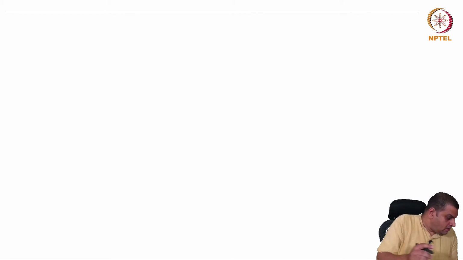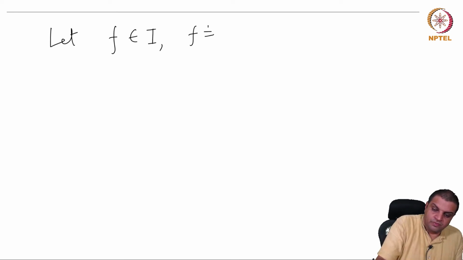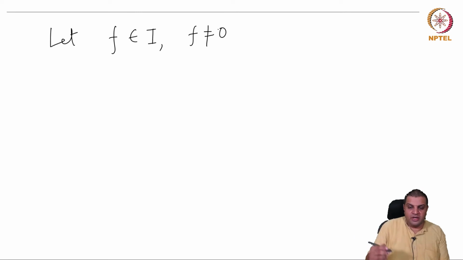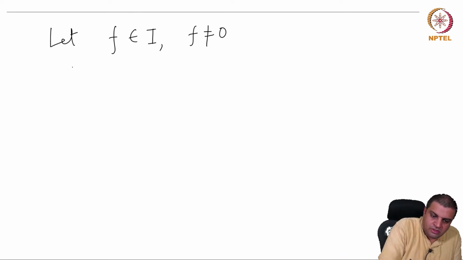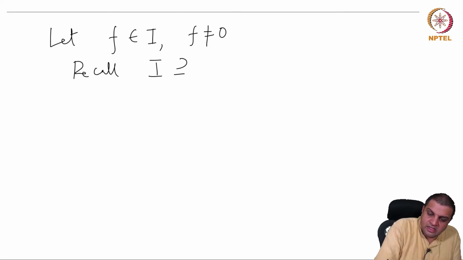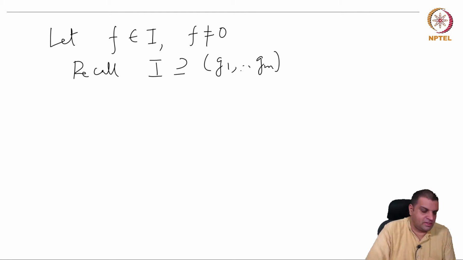Okay. So let F be inside I, non-zero. If it is 0, then it is already in the ideal generated by the G's. Recall that I contains the ideal generated by the G's. What we want to show is the other containment. If F is 0, then it's already here. So we take a non-zero element here and prove that it is there.